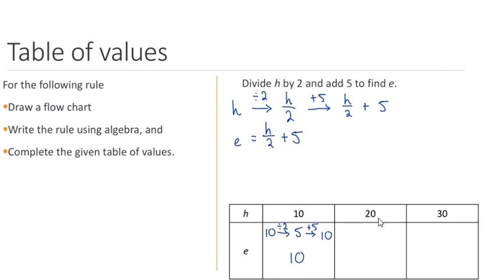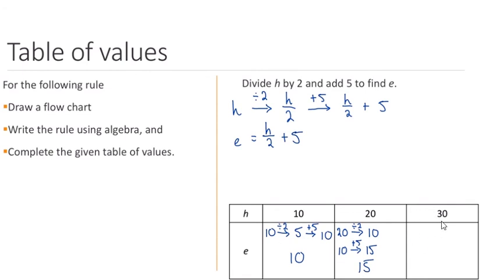Doing the same for h is equal to 20. So again, starting off with 20, and then applying my first step, which is to divide by 2. Dividing by 2, 20 divided by 2 gives me 10. And then my second step is to plus 5. I might do this down here. So 10 plus 5 equals 15. So that means my final answer is 15.